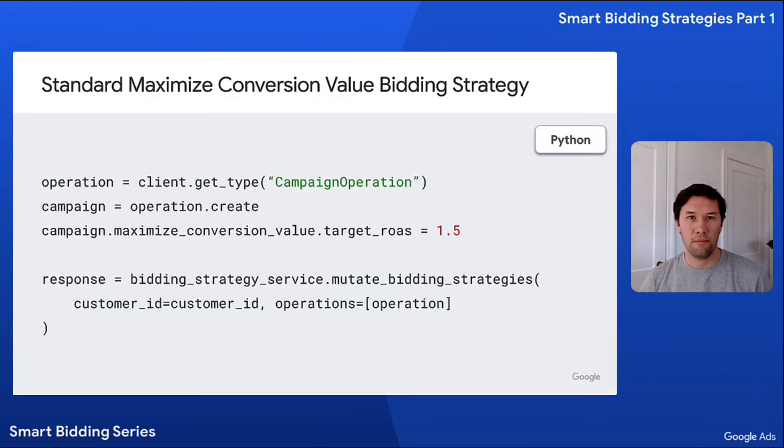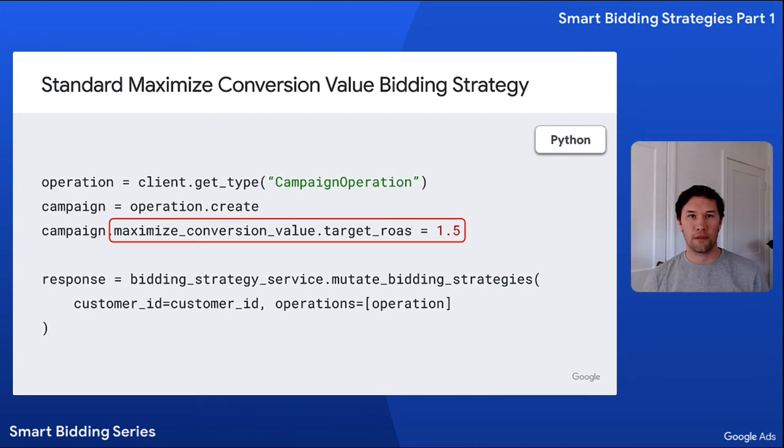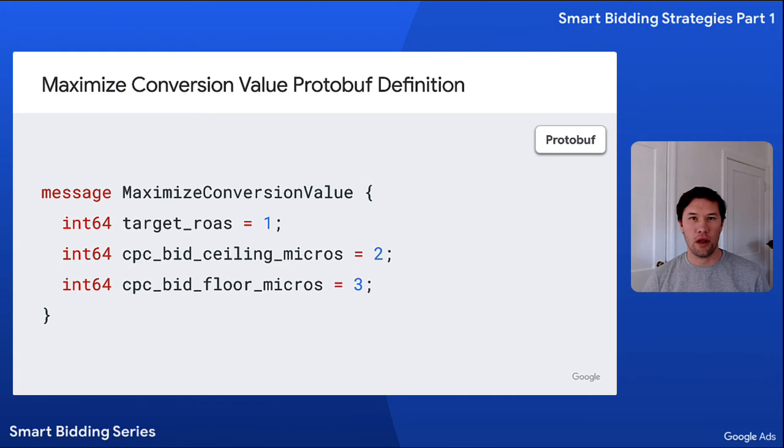As you can see here, creating a MaximizeConversionValue bidding strategy is very similar to creating a MaximizeConversions bidding strategy, regardless of whether you're using standard, portfolio, or a cross-account approach. The only difference is you need a different bidding strategy instance or subfield. The target ROAS, or target return on ad spend field, lets you specify a target value such that the bidding strategy automatically sets bids to get you as much conversion value as possible for your budget or ROI target.